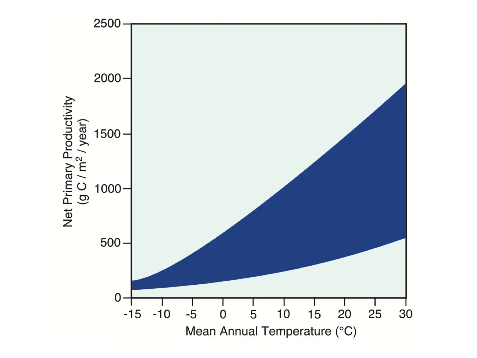And here we can see a graph showing the amount of net primary productivity that occurs in various ecosystems as a function of mean annual temperature. Low temperatures produce very little net primary productivity, while high temperatures can produce a lot.